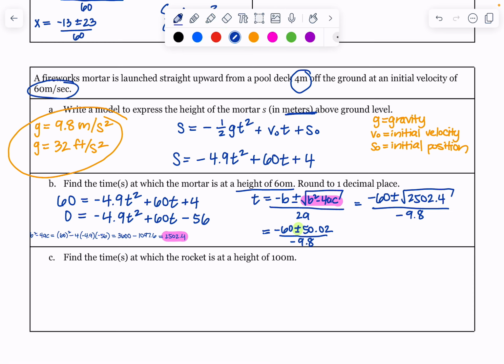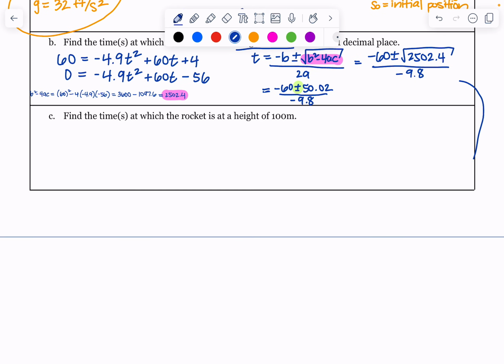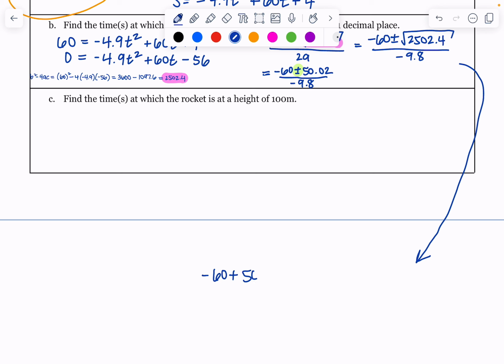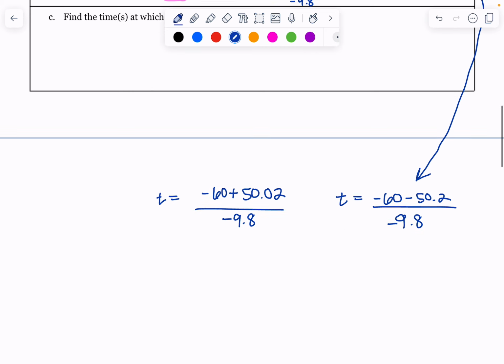So we know that the one that's going to be positive is when they're... actually, they might both be positive. Okay, hold on. I just need a lot more space, so let me jump down here. Sorry. So we are going to have negative 60 plus 50.02 over negative 9.8 for t, or we're going to have t equals negative 60 minus 50.02 all over negative 9.8. So let's do those off to the side.